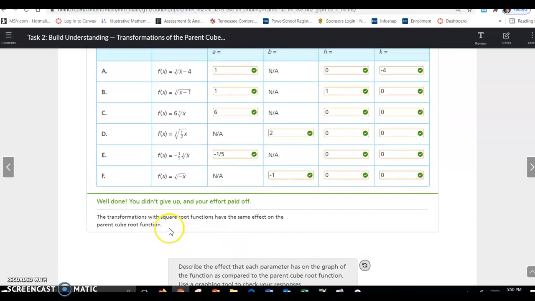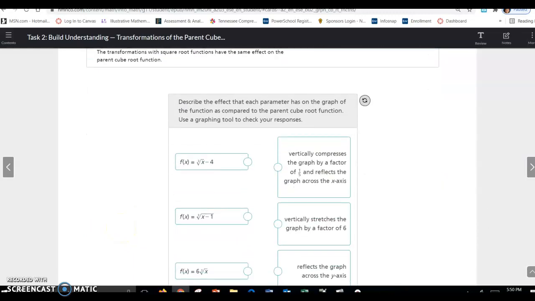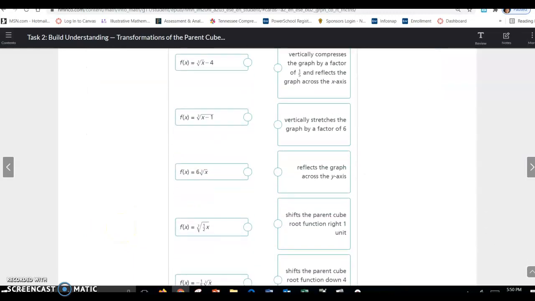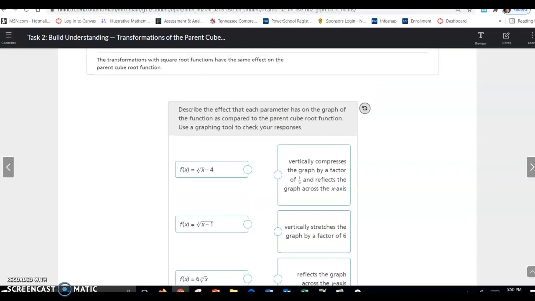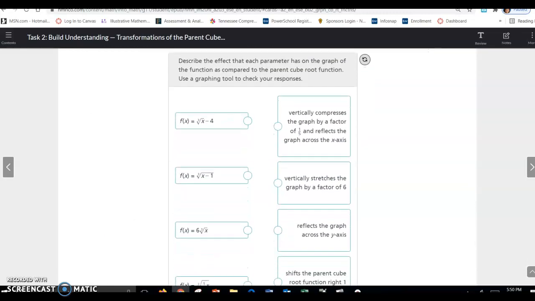All right, so it says the transformations with square root functions have the same effect on the parent cube root function. So the transformation of cube root functions have the same effect as square root functions, I guess. So square roots and cube roots basically work the same. The next section here is matching. It says describe the effect each parameter has on the graph of the function as compared to the parent cube root function. Use a graphing tool to check your responses.